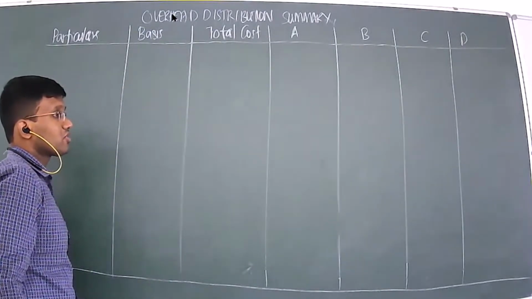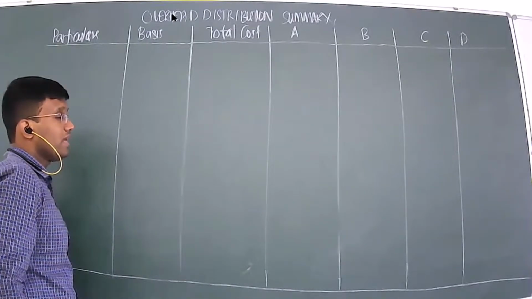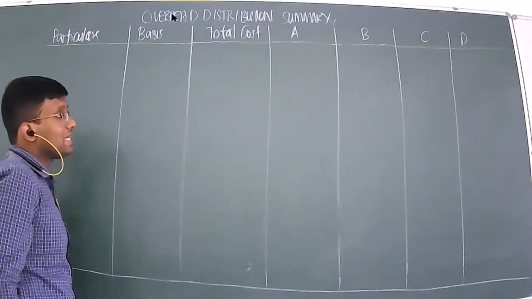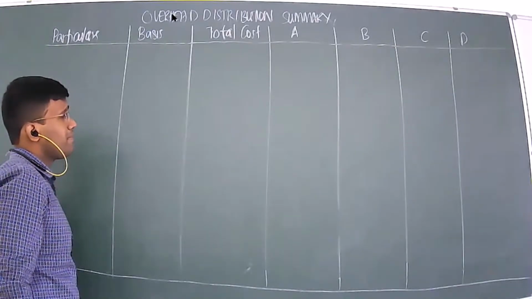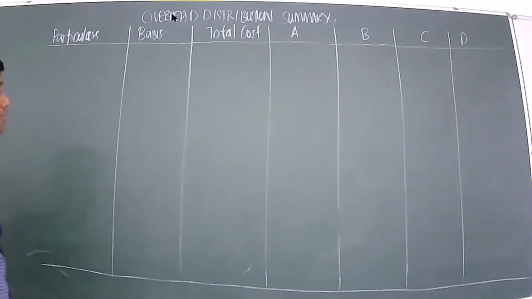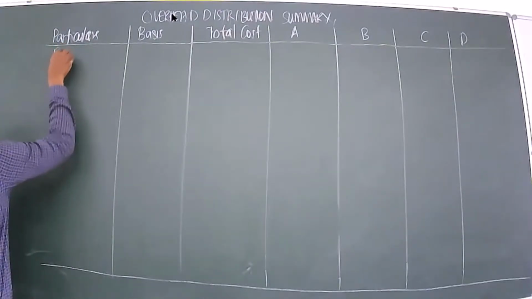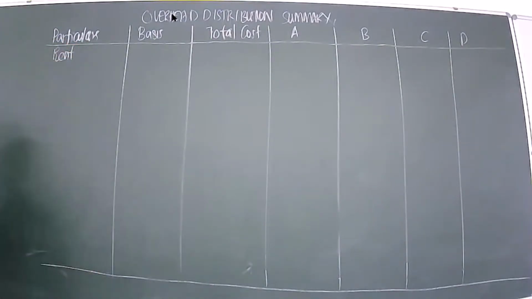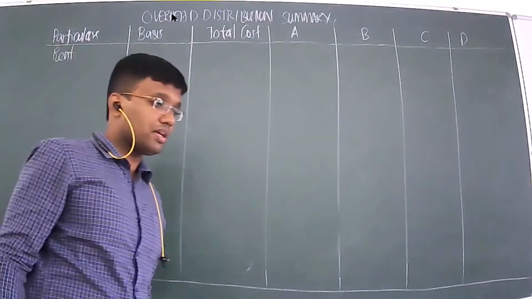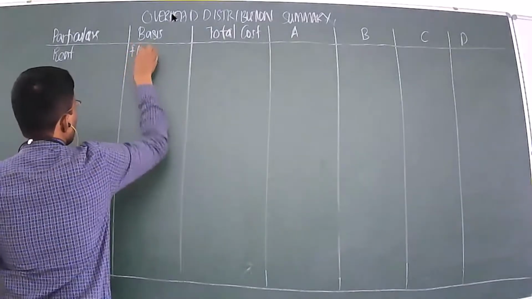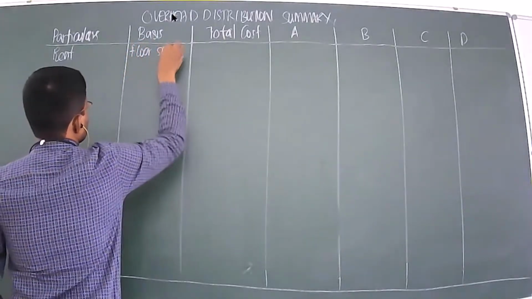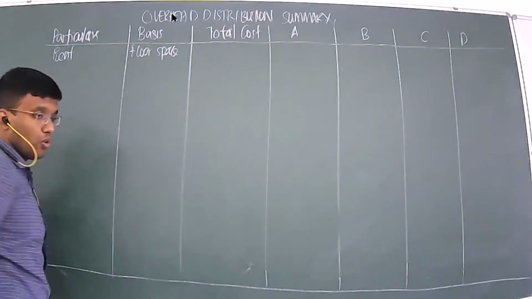A, B, and C, we saw that these are production departments. We also saw that D is a service department. So let's start solving this particular numerical. The first overhead that we have to distribute is the rent. Now, rent, on what basis will we be distributing? We will be distributing on the basis of floor space.